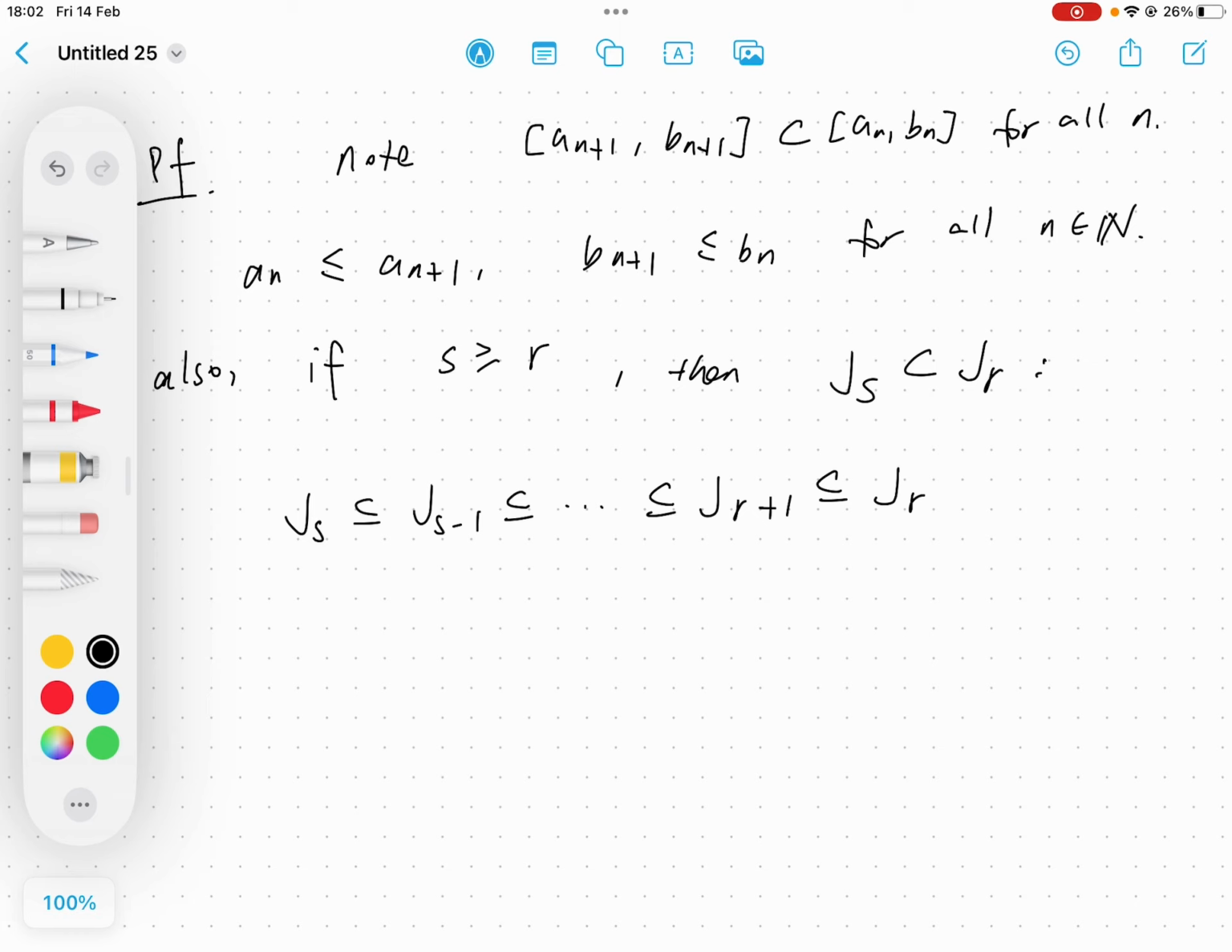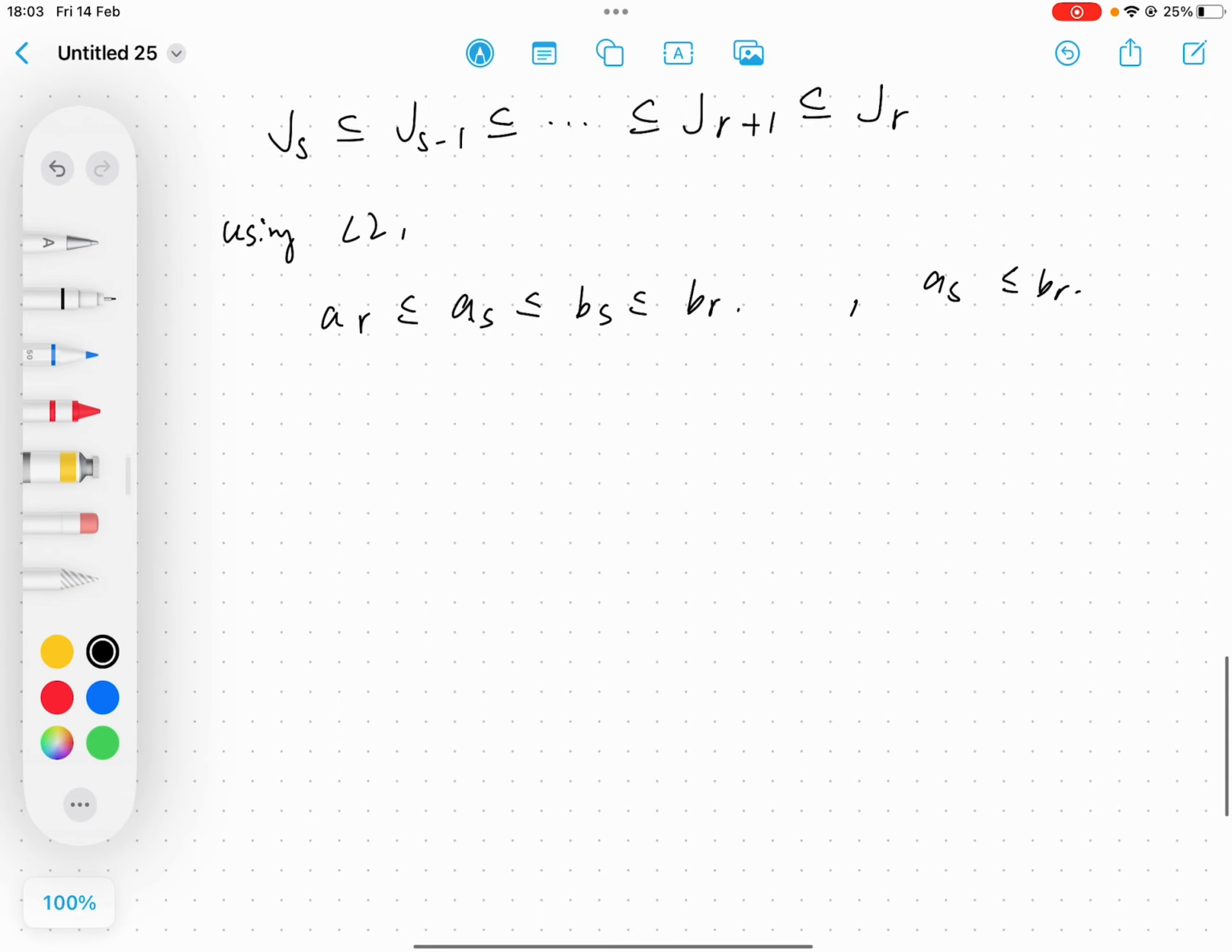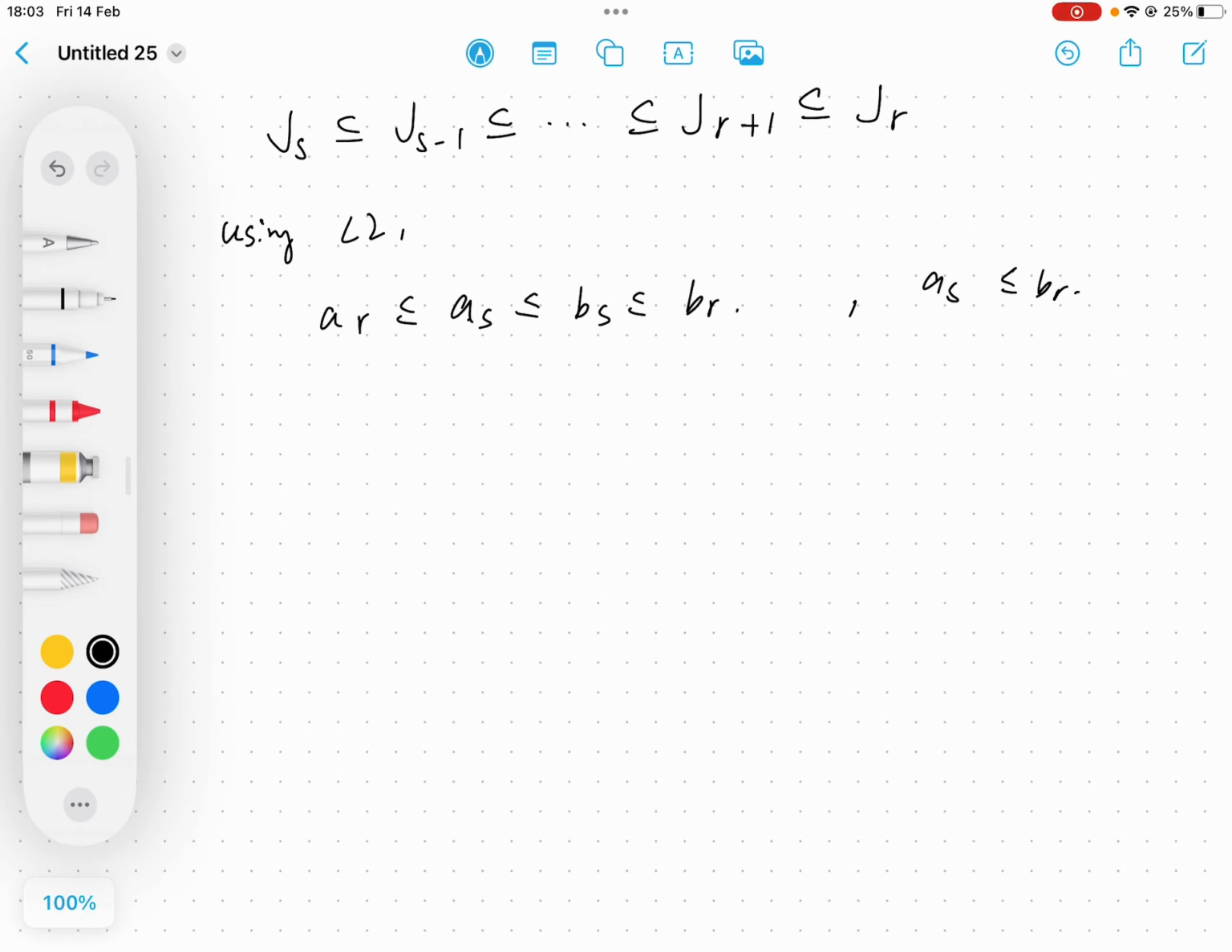Okay, all right, so we can list this in order, and then we just use lemma 2, right? So then we can say something about the boundaries, right? Using lemma 2, we're going to have AR less than or equal to AS less than or equal to BS less than or equal to BR. Okay, right? And in particular, we have AS less than or equal to BR.